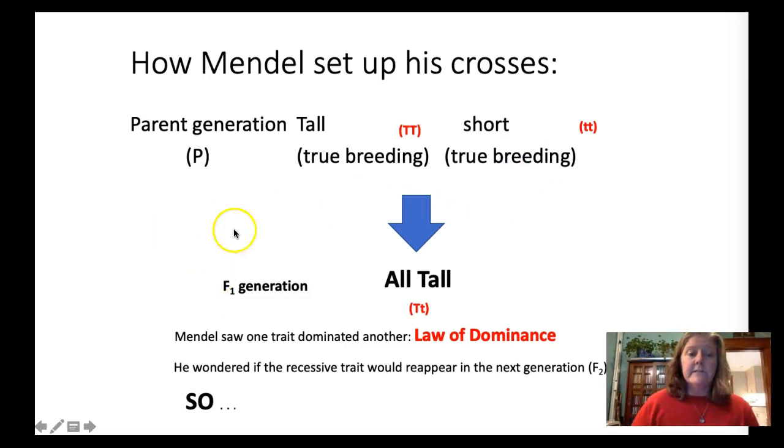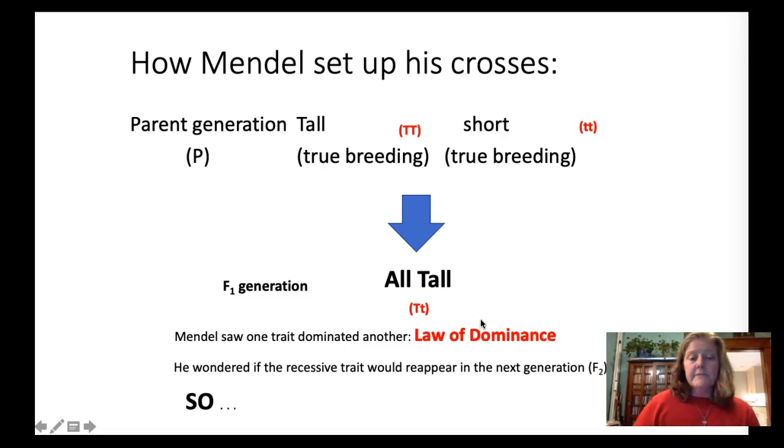The F1 generation was the product of the crossing of the P generation, and he found that he got all tall. And we would know today that the genotype those plants would carry would be big T, if we're using these symbols for this particular trait. So from this, he saw that one factor showed up over another, that there was one trait that was dominant over the other. So this led to his law of dominance.